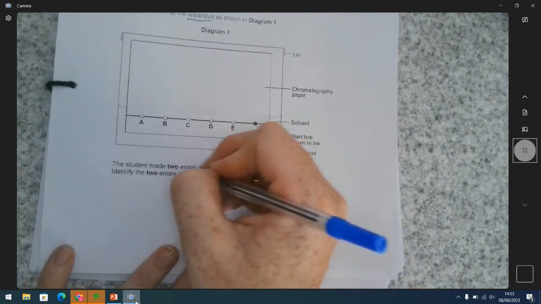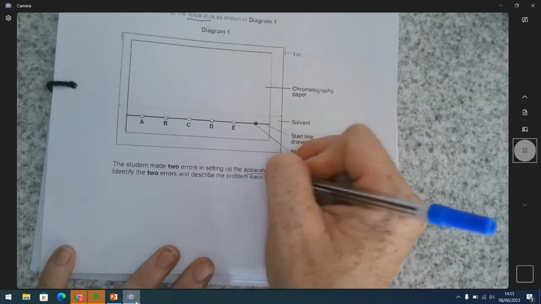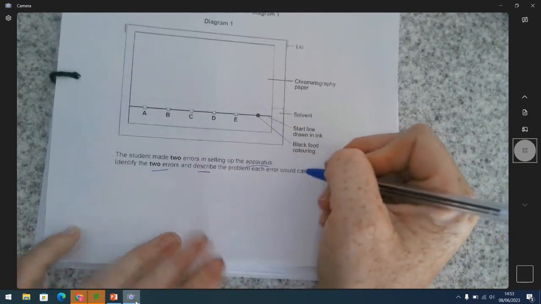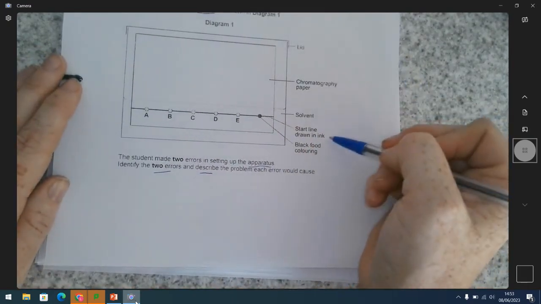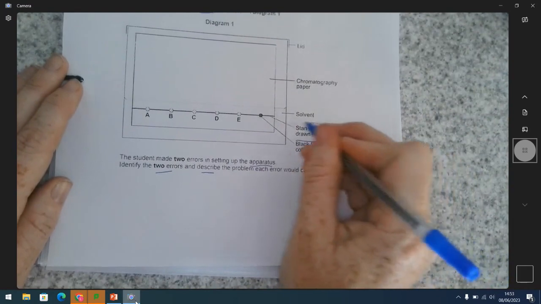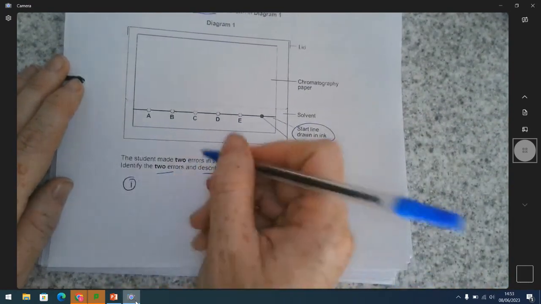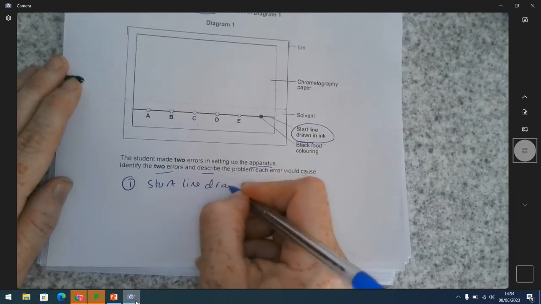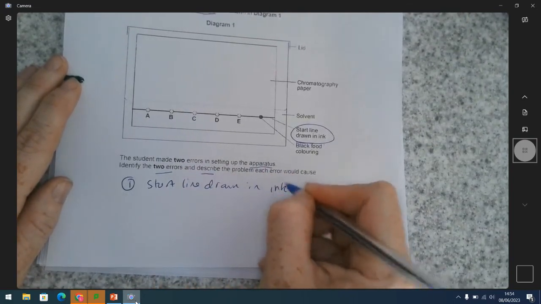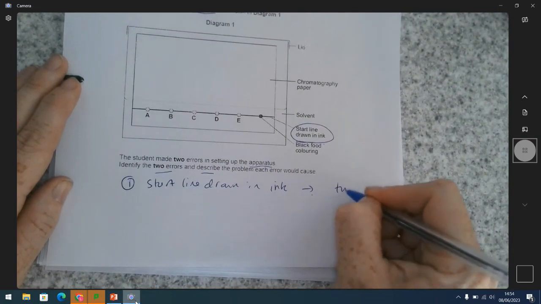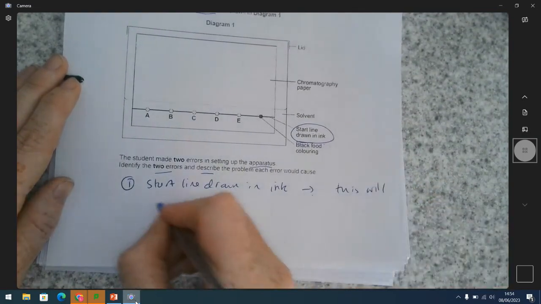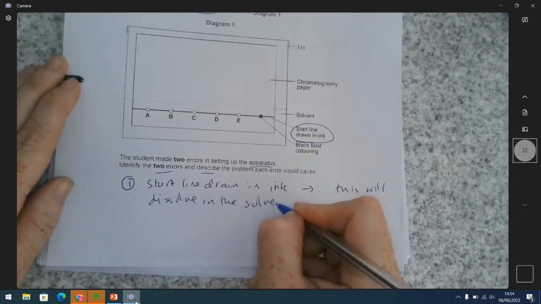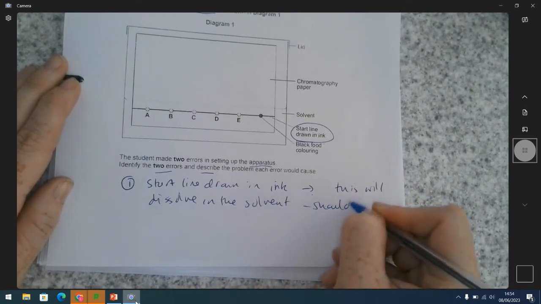So the student has made 2 errors in setting up the equipment, identify what the 2 errors are and describe the problem it would cause. So I'm hoping straight away you can see that the start line was drawn in ink. So I'm going to tell them what the error is. Start line drawn in ink. Describe the problem. This will dissolve in the solvent. Should be drawn in pencil.